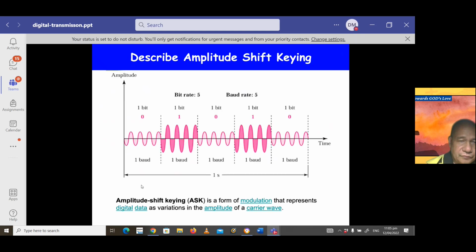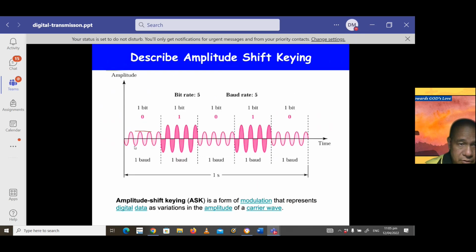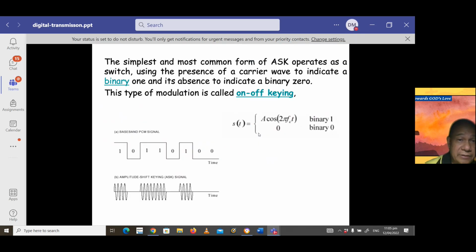Okay, so by waveform, you'll notice amplitude shift keying goes from a smaller amplitude, that is logic 0, to a higher amplitude, logic 1. So you have 0, 1, 0, 1. So this is a baud rate with a bit rate of 5 bps. So 1, 1, 0, 1, 0, 1, 0. So that's the simplest and most common form of ASK.